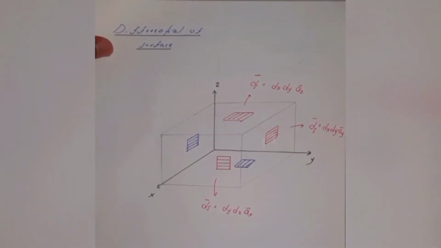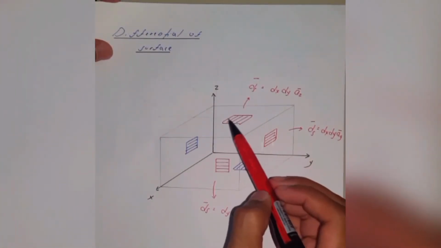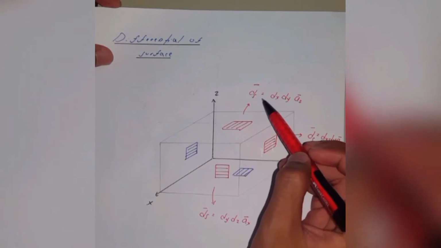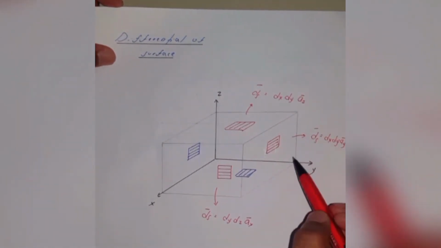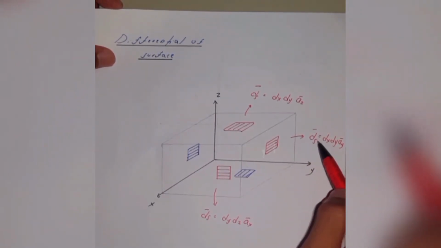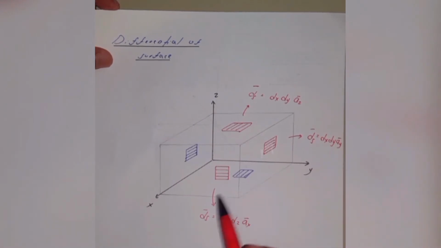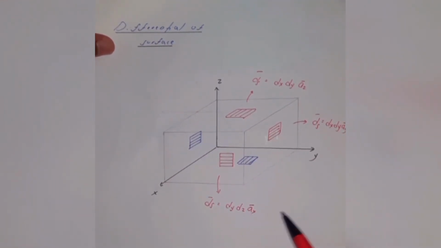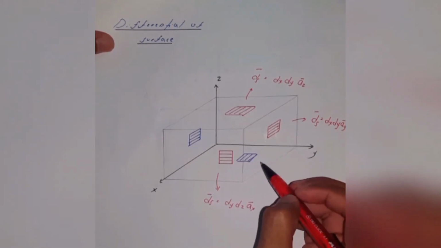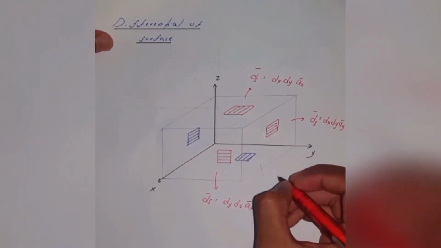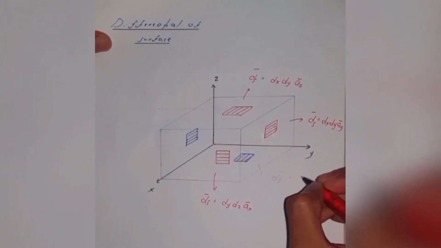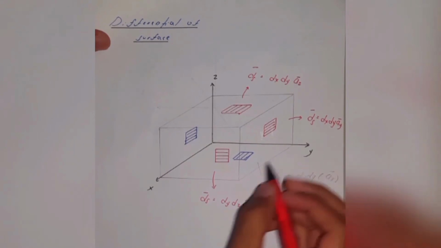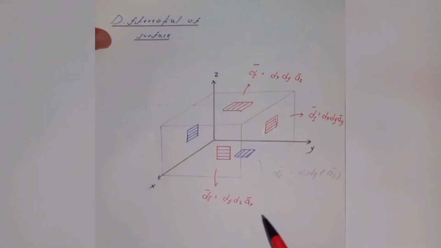Okay, for differential of surface, the top of this box is for surface z. Vector dsz is equal to dx dy direction of az, and for the y-axis, the surface of y is equal to dx dz direction of ay, and for the x-axis, the surface for x is equal to dy dz direction of ax. For the bottom surface of this box, vector ds is equal to dx dy direction of negative az. This is because its direction is going down.